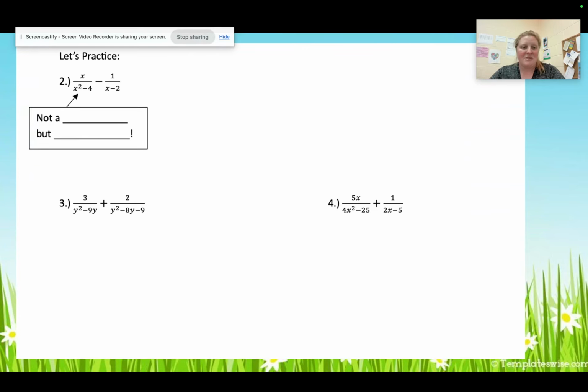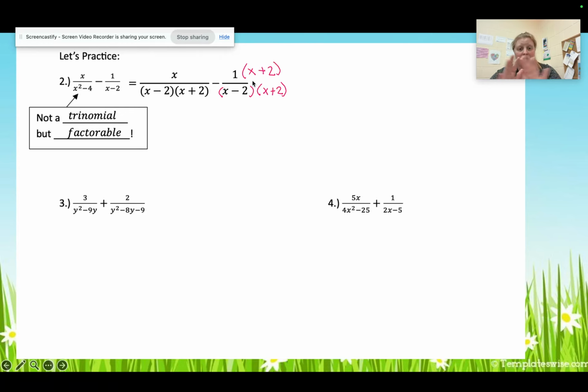All right, now number 2 is a different kind of scenario. So even though this is not a trinomial, it is special. It's factorable. So we have ourselves a difference of squares. So I'm going to use my difference of squares technique and make this x minus 2, x plus 2. And when I do that, you see that both of these already have a minus 2 in common. It's just this guy on the right, he needs an x plus 2 in order for my denominators to match.